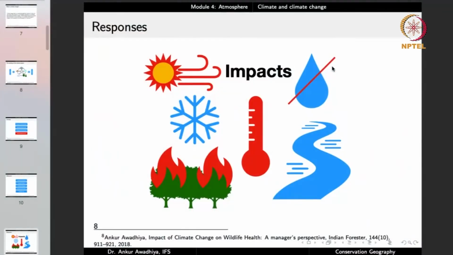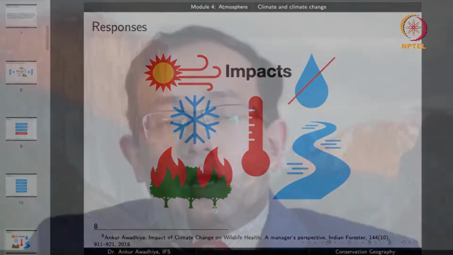There would be changes in the temperature. There would be changes such that some areas will get droughts, some areas will get floods, and we will have more and more forest fires. So these are all different kinds of responses and impacts that we'll observe because of the climate change. Now, in a large number of these responses, we are already observing them.